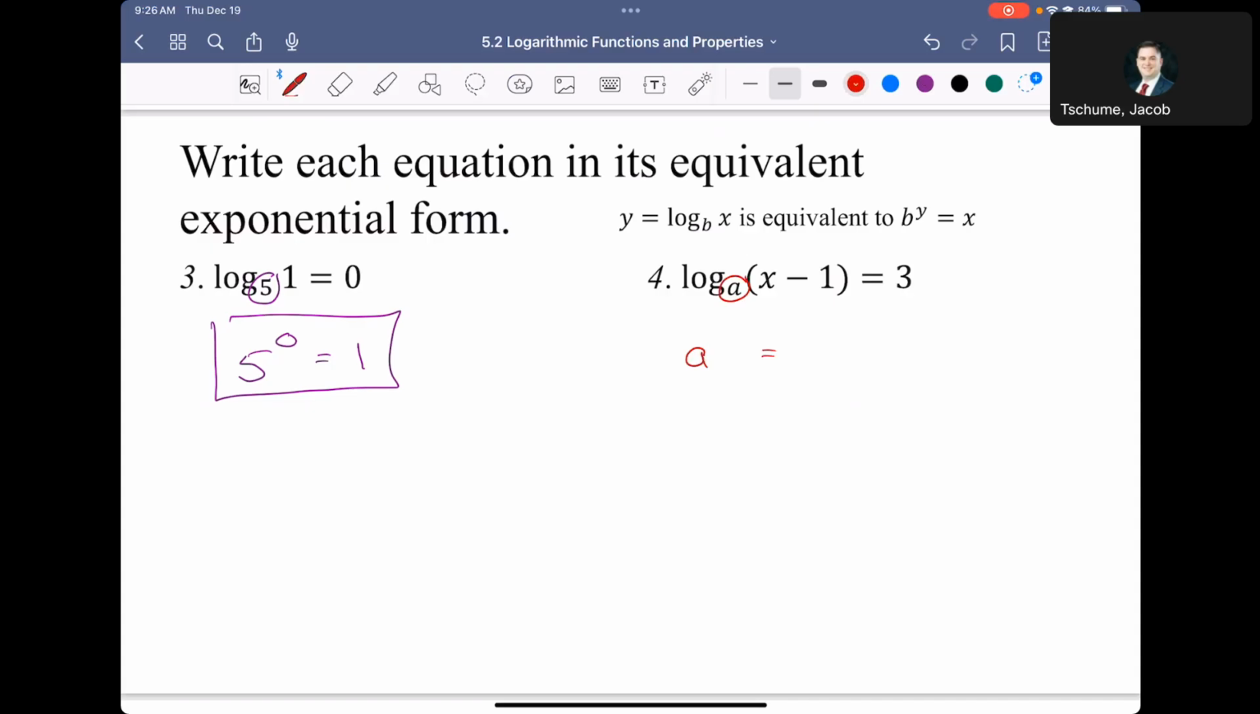Since x minus 1 is attached to the a, it needs to move to the other side of the equation by itself. And since the 3 is by itself, it needs to move over and be with the a. So it becomes the exponent of a because you want this to be an exponential equation. And therefore, we have rewritten this logarithm as a cubed equals x minus 1. And so that shows you both different directions that you can do for conversions between exponential equations and logarithmic equations as well.